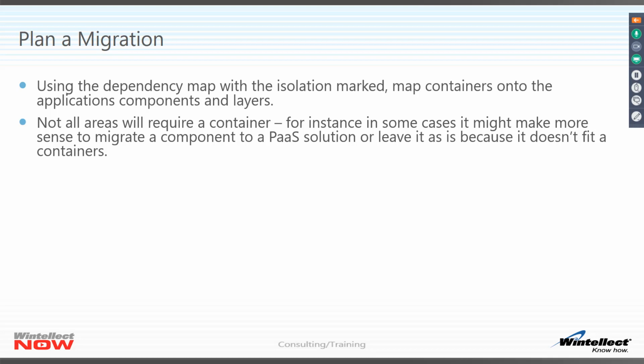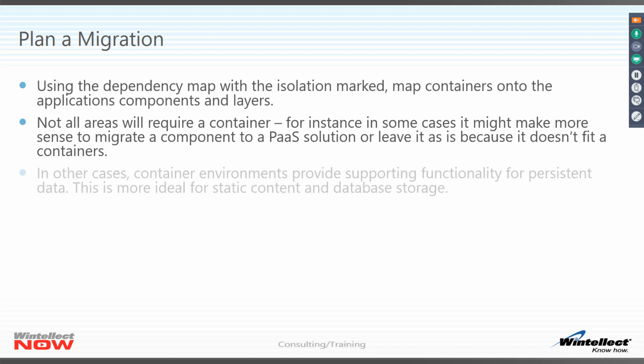For instance, in some cases, it might make more sense to migrate something to a PaaS solution and then use a container connected to the PaaS solution. So, for instance, if I wanted to take this website to the cloud, I could move my SQL Server database into Azure SQL, and then host my container on, say, Azure Container Instances or something like that, and have a single container hitting a PaaS solution for the database. That would work. That might be a possible migration path as well. And in other cases, container environments provide supporting functionality for data. For instance, I might use Docker volumes for static content or for database storage.